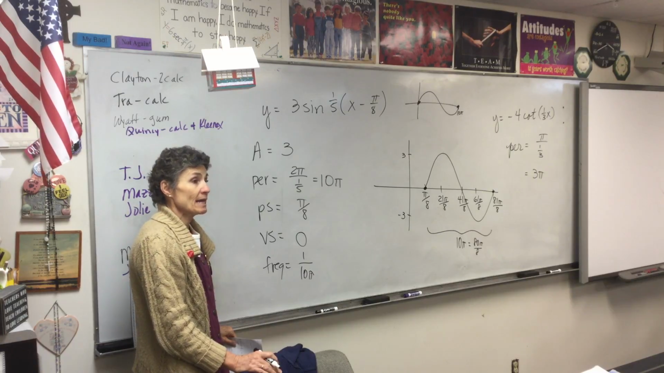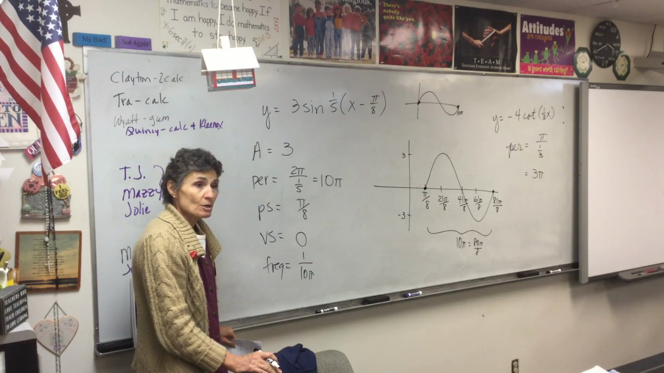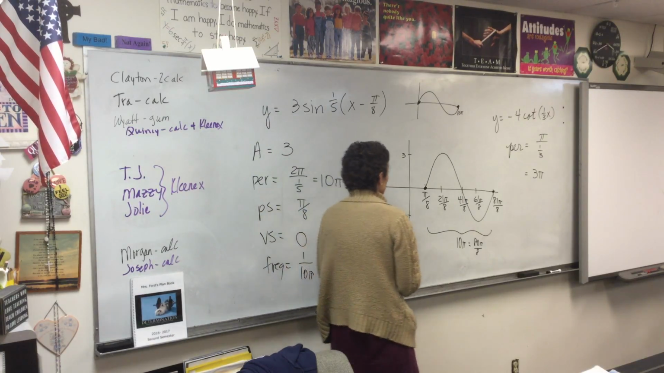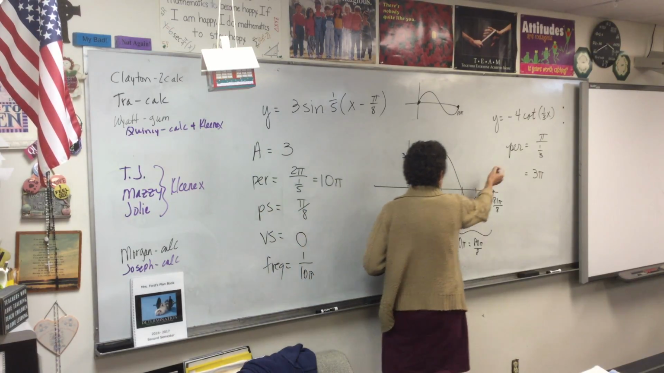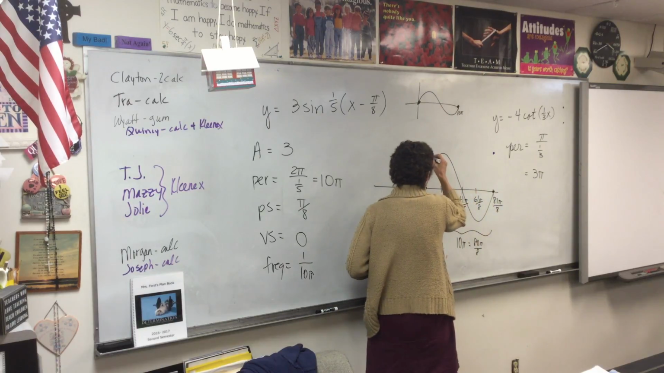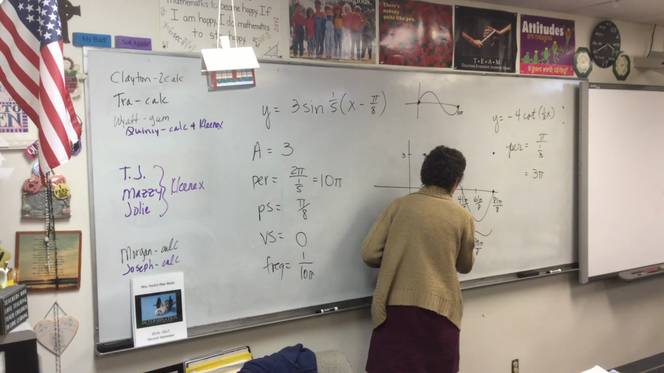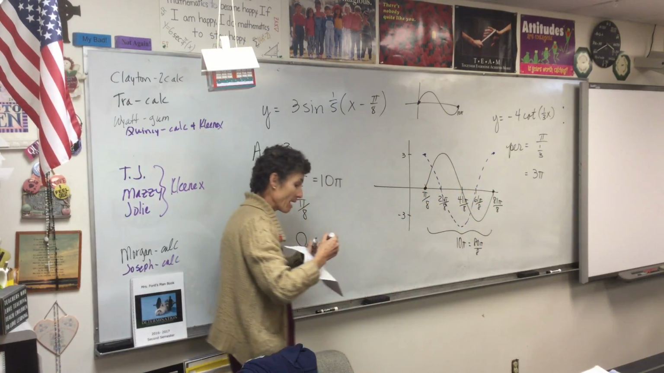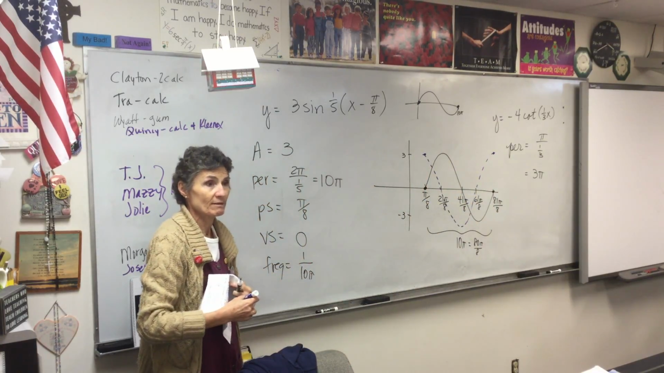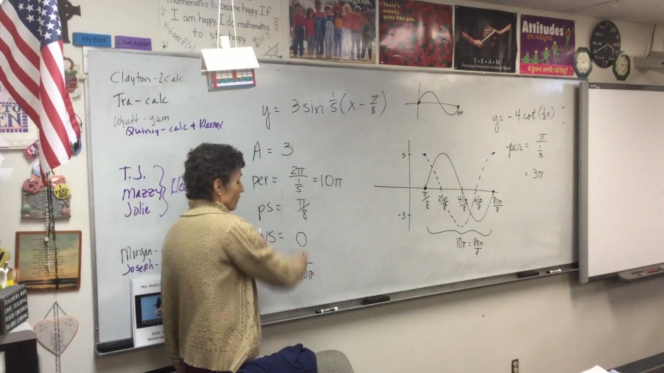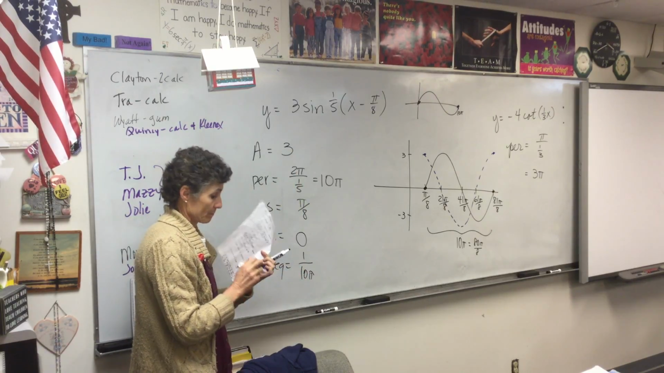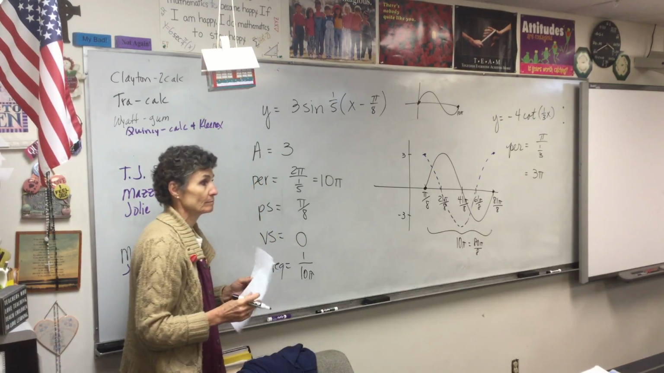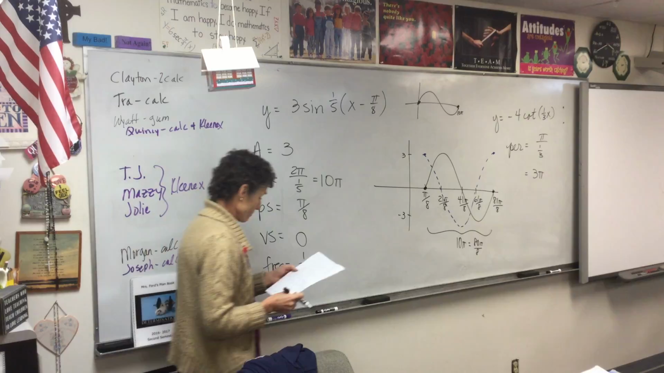If this had been a cosine problem, you would do everything exactly the same, except you would have started and stopped here, so the picture would have looked like this if it would have been a cosine problem. Absolutely nothing else would be different. Anybody have an issue with that? All right, we're almost done with this.